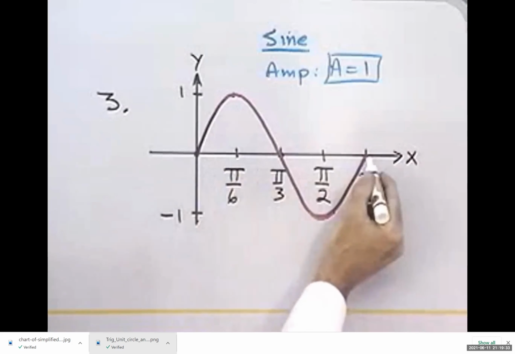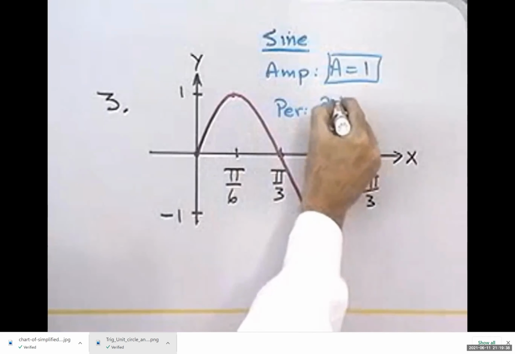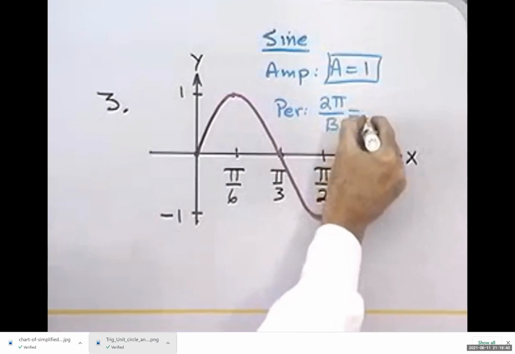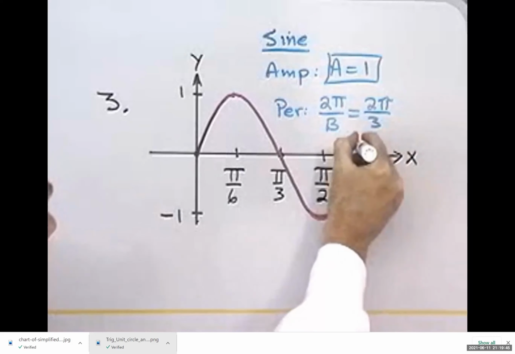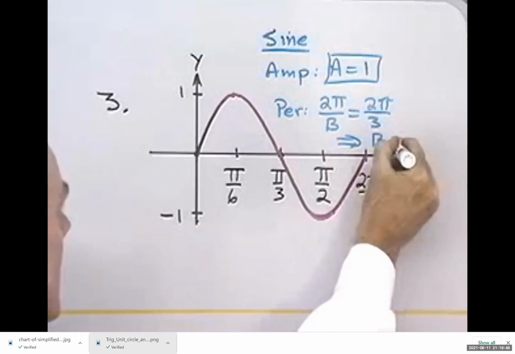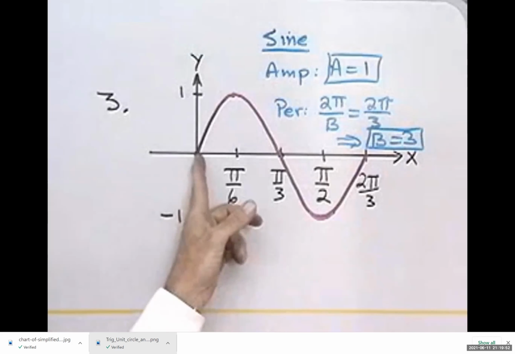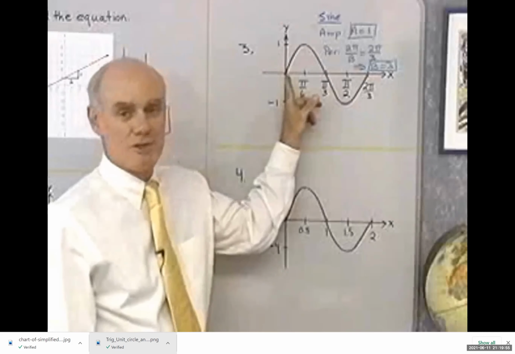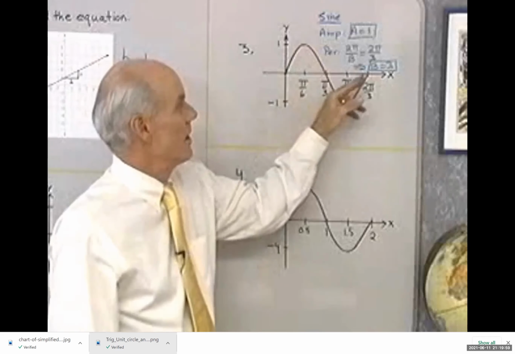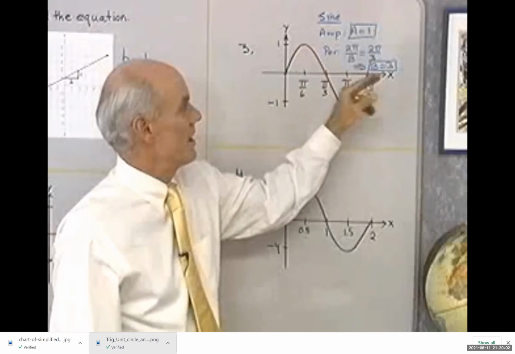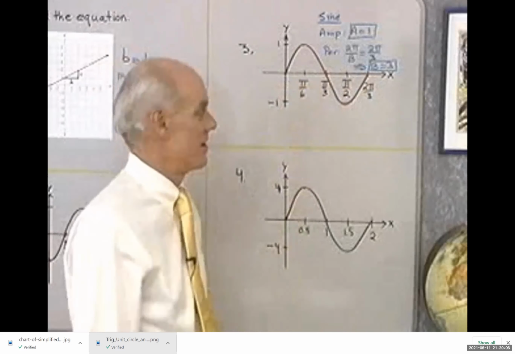The period here is 2 pi over 3, so the period is always 2 pi divided by that b coefficient. In this case, for this graph, it's 2 pi over 3. That tells me that b is equal to 3. Now, anything else about this curve? There's no phase shift. My curve starts right here, a nice sine curve, no phase shift, has an amplitude of 1, a period of 2 pi over 3. That tells me that b is equal to 3, and it hasn't been reflected, so it's pretty easy to write the equation.